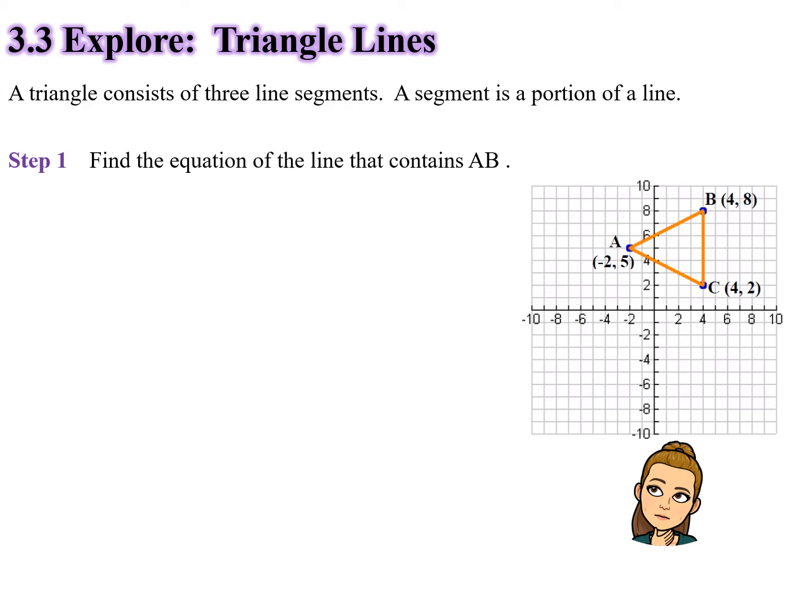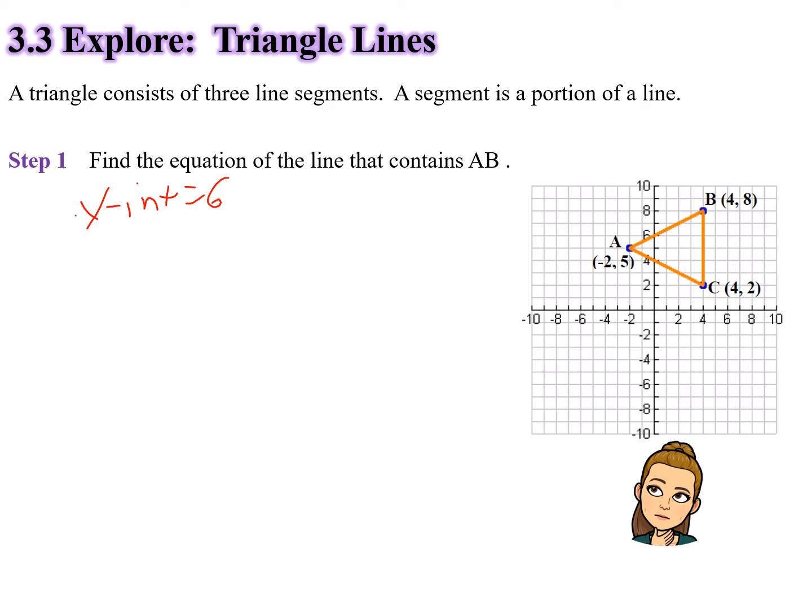So the first thing I want to do is find the equation of the line that contains the line segment AB. To do that, I'm going to use the skills that I worked on in 3.2, where I can identify the slope and intercept using what I know from the graph. If I look at this graph here, I can see my y-intercept. I cross the y-axis at y equals 6, so my b value, my y-intercept, is 6.